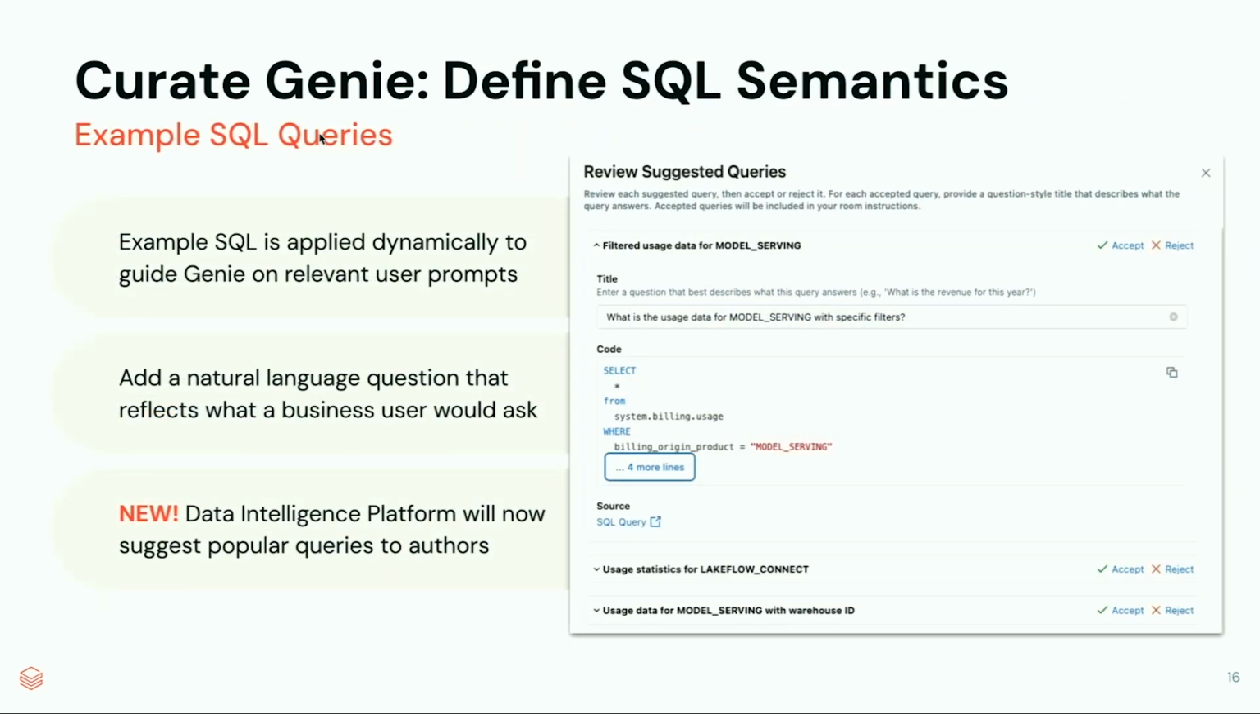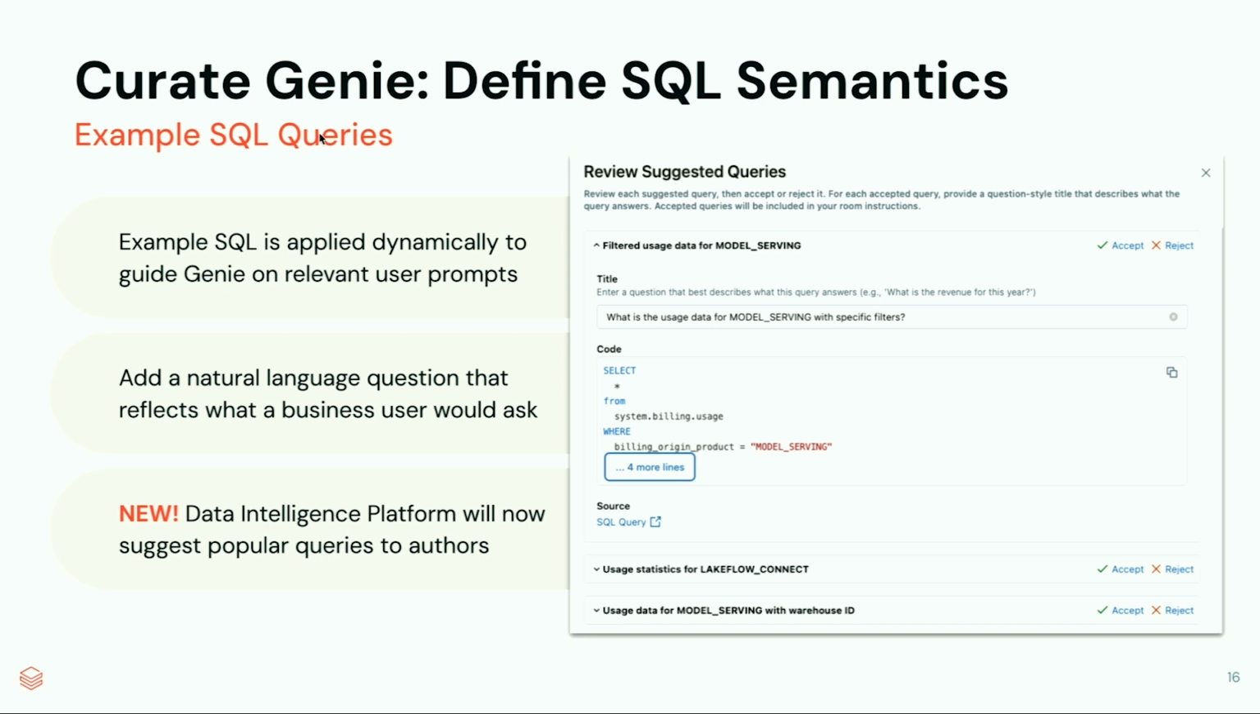After Genie understands your data, it also needs to understand your business semantics. You can do this by giving Genie example SQL statements. After you add an example SQL statement, you can associate it with a natural language question that a business user would ask. Then, Genie dynamically applies this as context to only relevant user prompts. So if I add an example SQL statement that calculates sales, only user prompts for sales will leverage that context. This allows me to add a lot more different definitions of my key KPIs, and Genie will be able to handle all of them.